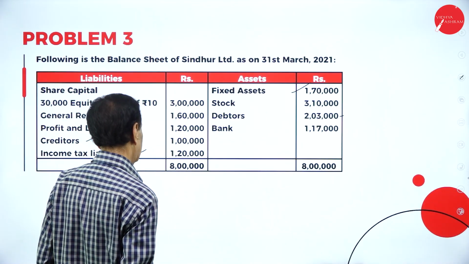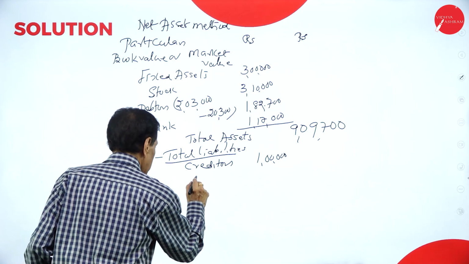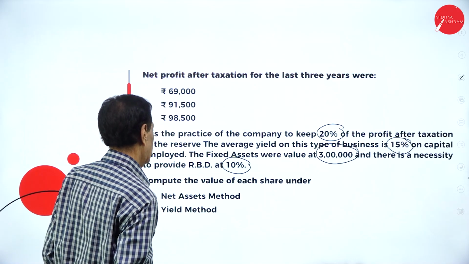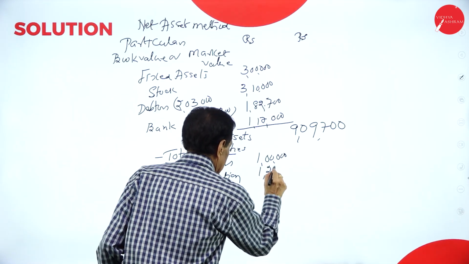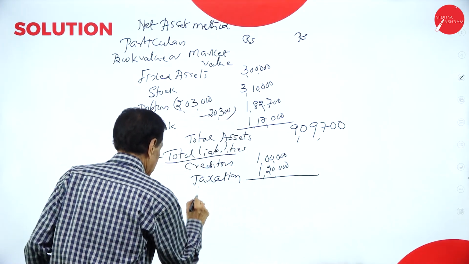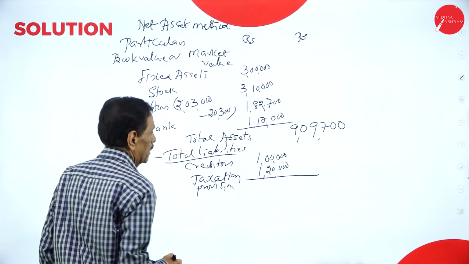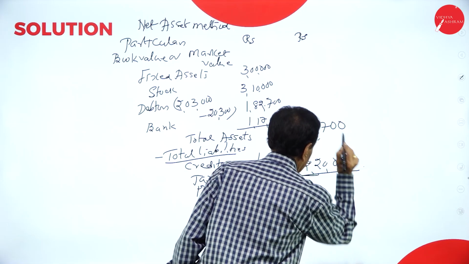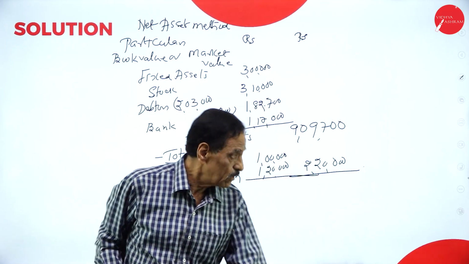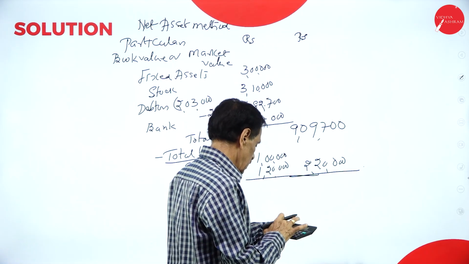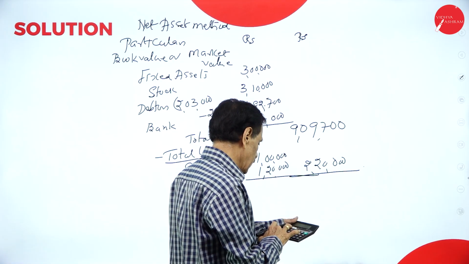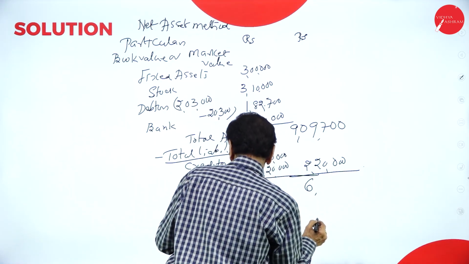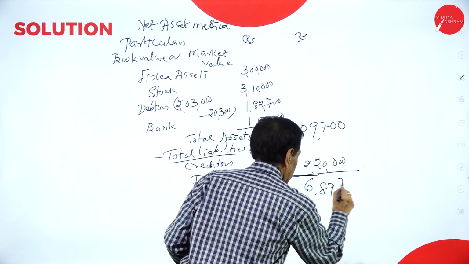Then income tax liability, taxation. It is 1,20,000. This is the taxation provision. Total 2,20,000. Deduct: 9,09,700 minus 2,20,000 is 6,89,700.